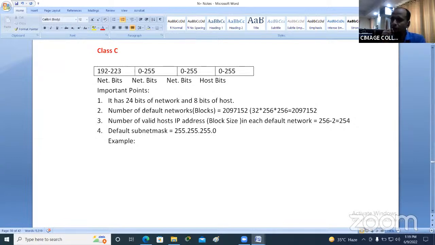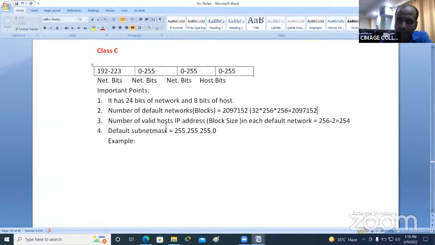Now in class A, if you make a change in the first group only, then it is a different network. In class B, if you make a change in the first group or the second group, then it is different. Now in class C, if you make a change in the first three groups, in the first, second or third, then there will be a different network. Means there are too many different networks, but in each network, the number of hosts is less compared to class B and class A.